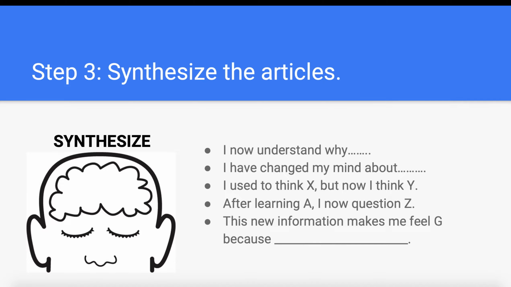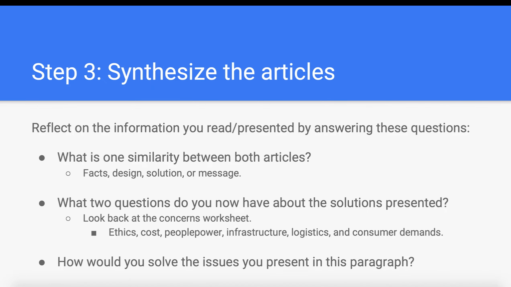All those help to reflect and help you synthesize what's going on in the articles. So, okay, now on the same sheet of paper that we were talking about, you want to reflect on the information, right? We want to think first, what's one similarity between both articles? So maybe they shared a fact, maybe they're both talking about the same design, maybe they're both talking about a similar solution, or maybe the message in both of them have some similarity, right?